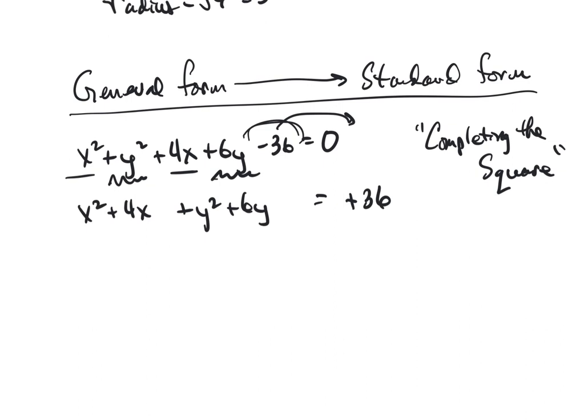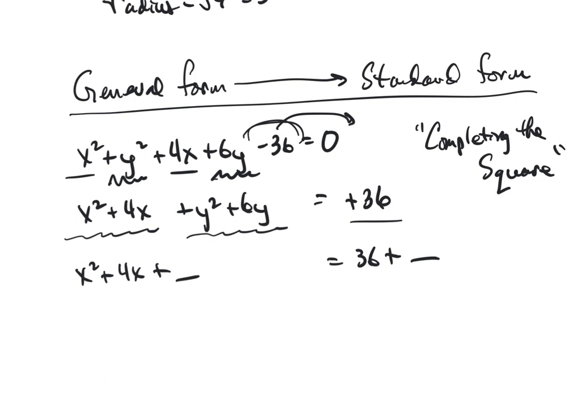So the x's are all together, the y's are all together, and then the numbers on the other side of the equation. Okay? Now to complete the square, we need to do something kind of unusual. What we need to do is add a blank on both sides of the equation.